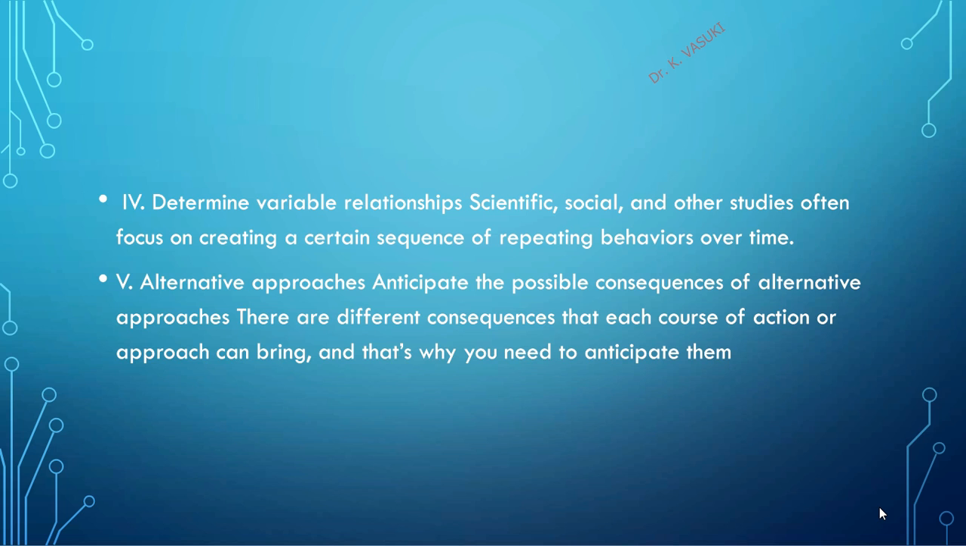The next process is to anticipate the possible consequences of alternative approaches. For anything, in any process, we have to find an alternative approach because we cannot anticipate what will occur in between. And based on that, what are the consequences, the impact of a sudden happening. So we don't know. So we have to be very proactive and we have to find an alternative approach based on our creativity.